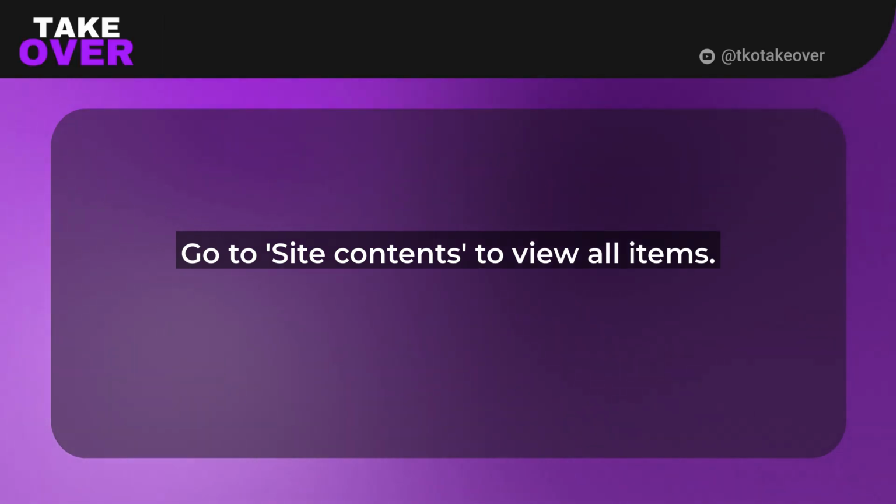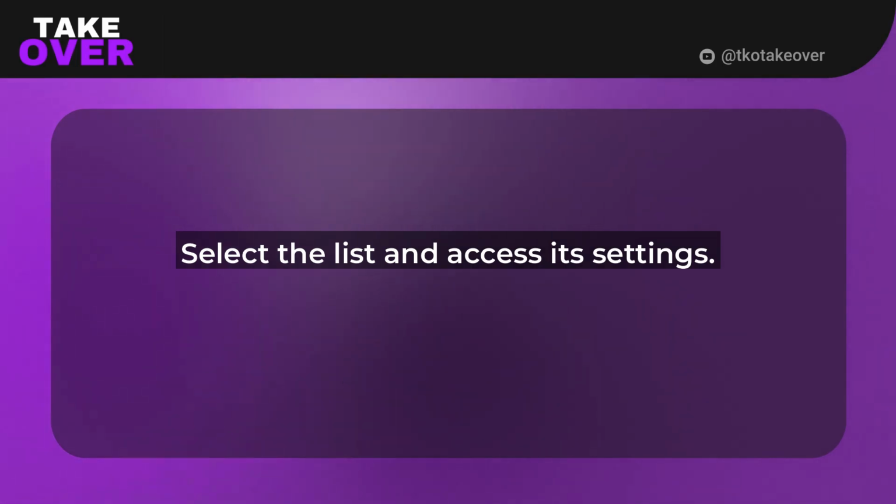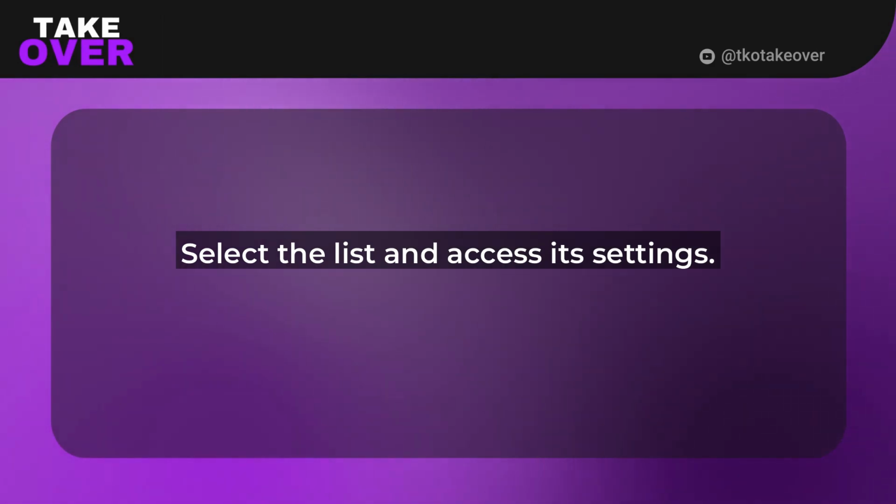To delete it, hover over the list name and click the three dots that appear next to it. This will open a menu. Select Settings or List Settings from the options. Scroll down to the bottom of the settings page, and you'll find a Delete this list link.